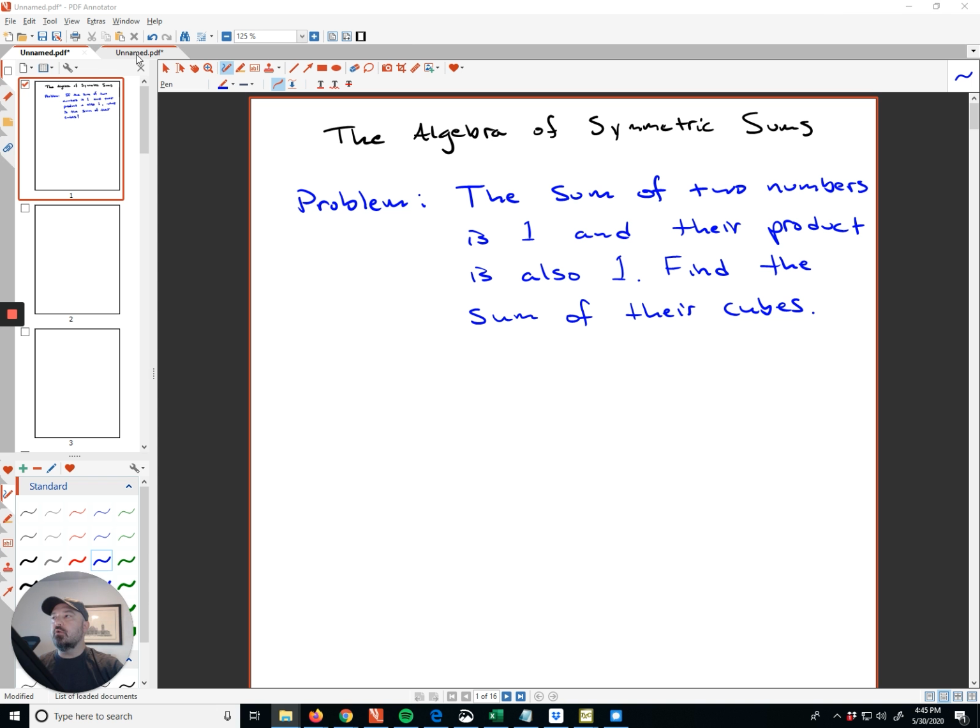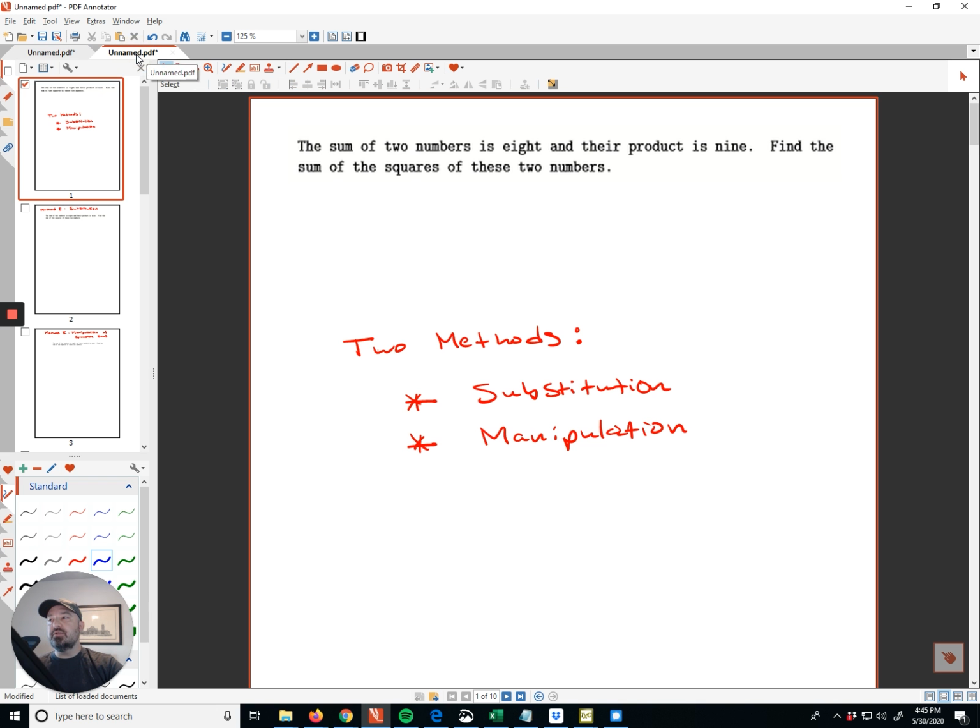And before we go straight at this problem, we're actually going to take a look at a couple of easier versions of problems like this and talk about the tactics that we can use. So here's another similar problem. The sum of two numbers is 8, and their product is 9. Find the sum of the squares of these two numbers.